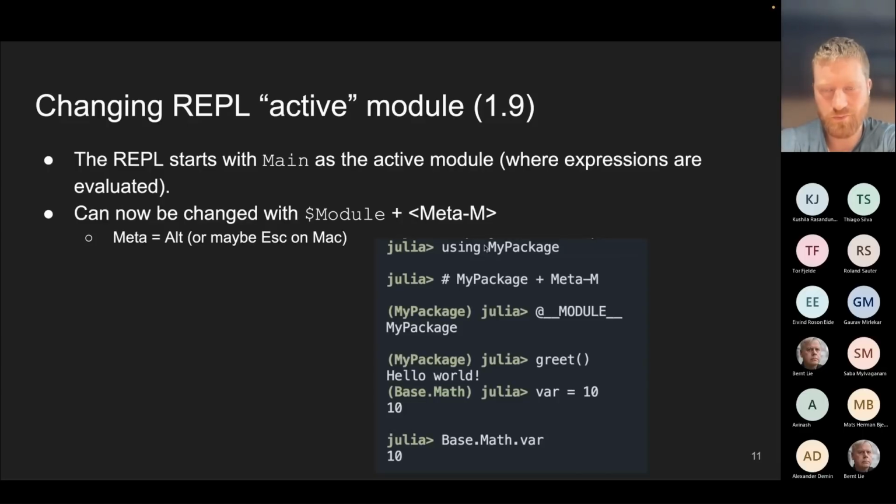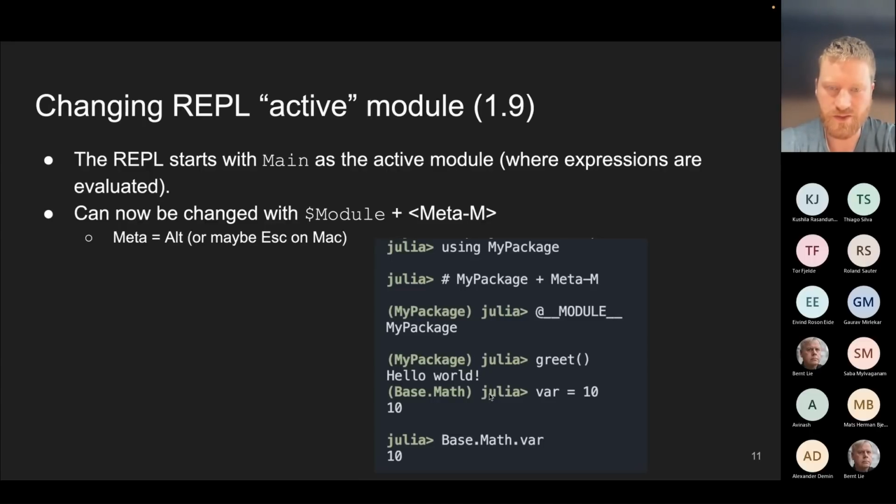There's an example. If I load my package here, and then I'm going to type the next line here, I'm going to write MyPackage and then meta M. So I do that, and then the prompt changes a little bit. It shows MyPackage here in these parentheses, and if I type this little macro thing here that shows what module I am currently in, it says, oh, you're in the MyPackage module, and then I can just call the greet function in there because I'm in that module. I don't have to prefix it with MyPackage.